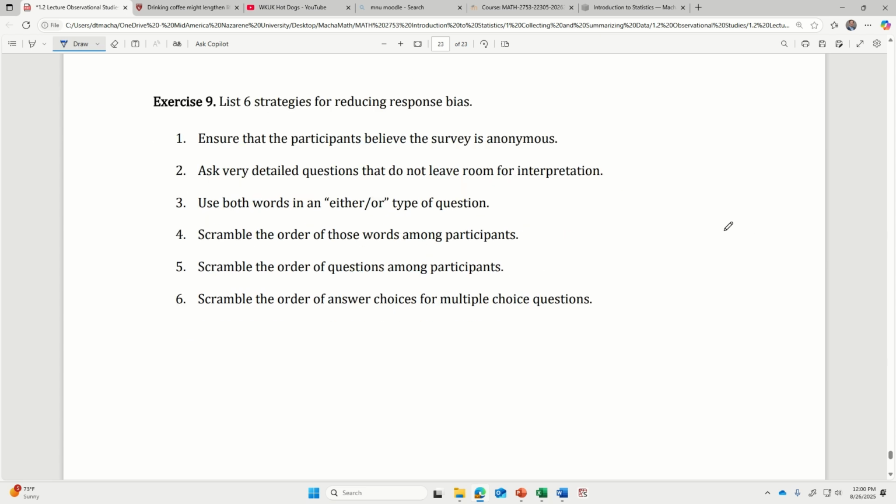So on exercise 9 on your homework, those are the 6 strategies. We've already talked about them, but that's how you would answer that kind of question.